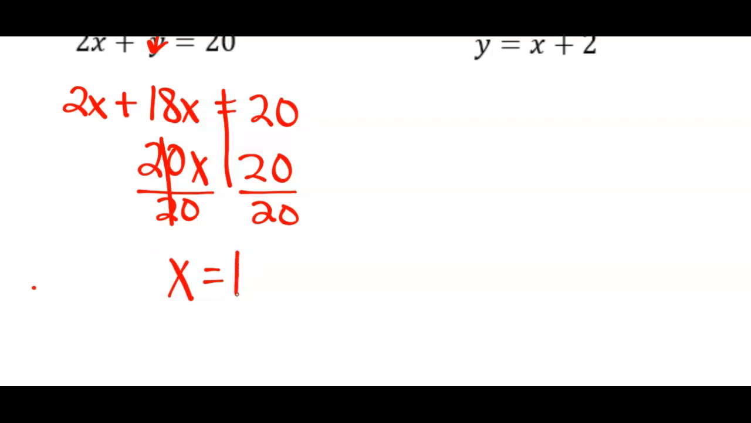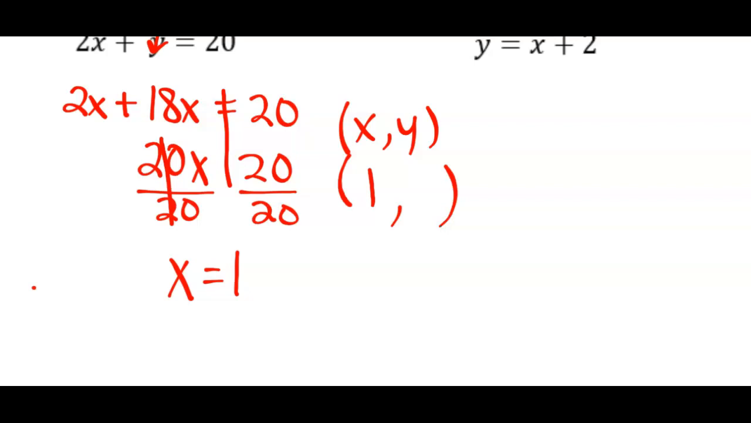So, am I done? I'm not. Because remember along a few lessons ago, I told you that all of our solutions are going to be in ordered pair. So I need an x, and I need a comma, and I need a y. I only have an x. How am I going to figure out my y?